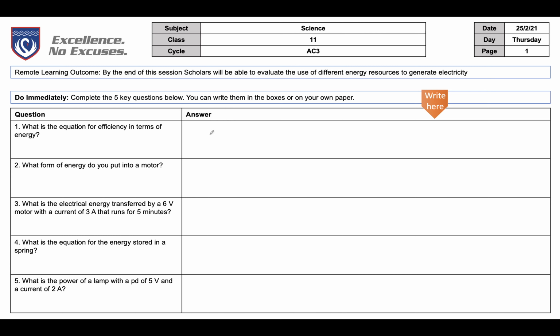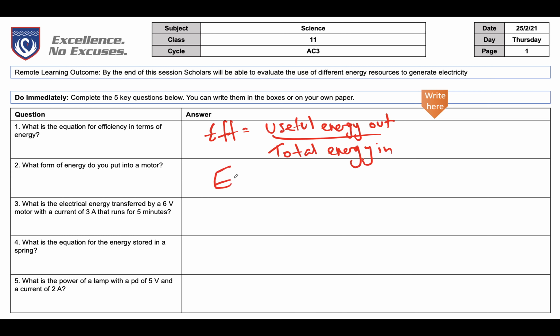Okay, so question 1, what is the equation for efficiency in terms of energy? So its efficiency is useful energy out over total energy in. What form of energy do you put into a motor? So just like we spoke about yesterday, that's going to be electrical energy.